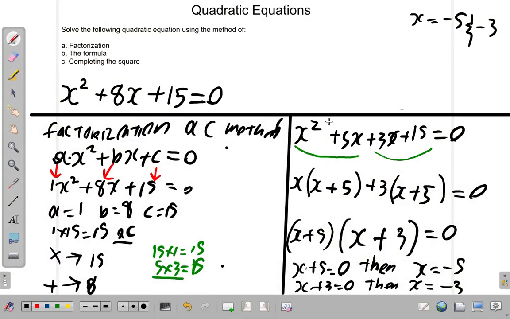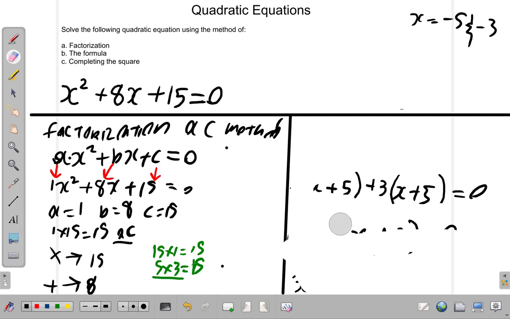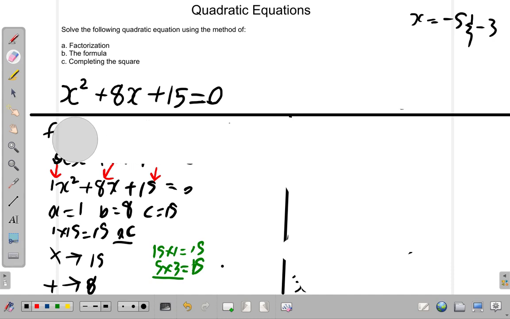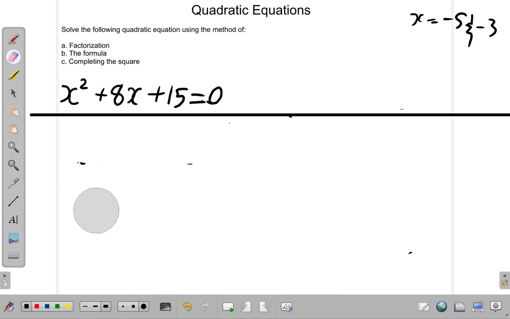All right. Previously, we had solved this quadratic equation using factorization. Now, let us solve it using the formula, and we will see if we get the same answer when we use the formula to solve it. All right? So let's erase our previous work here. I'm not going to erase the answers. I'm going to see if we get the same answers.